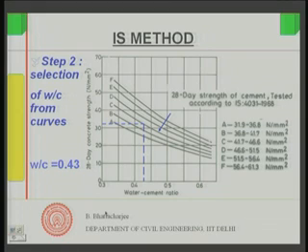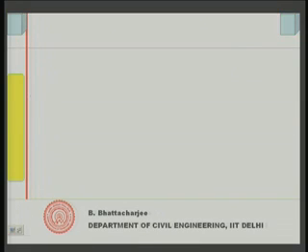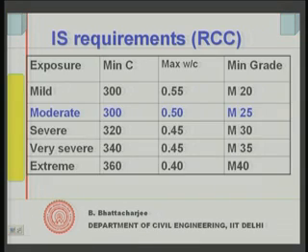So, this is how I determine the water cement ratio. Target mean strength first I find out, and based on this, from this curve I find out what is the water cement ratio, right. Having found the water cement ratio, this is not the final water cement ratio. I must compare this with the water cement ratio specified according to the durability requirement, and whichever is lower I should select. Okay, we will do that exercise. Let us look at the next step.